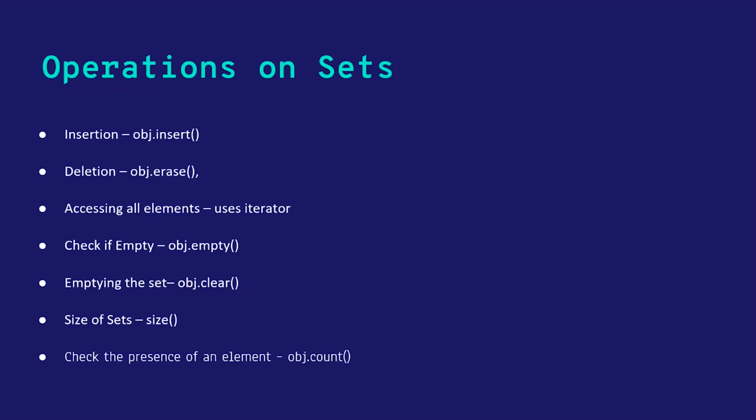Then it's followed by checking the presence of an element, using the count method. In other data structures, if the count method is used, it returns the number of occurrences of the element in that data structure. But here in a set, since there is only the possibility that either the element is present or not, the count will return either one or zero. One indicates that the element is present, and zero indicates that the element is not present.